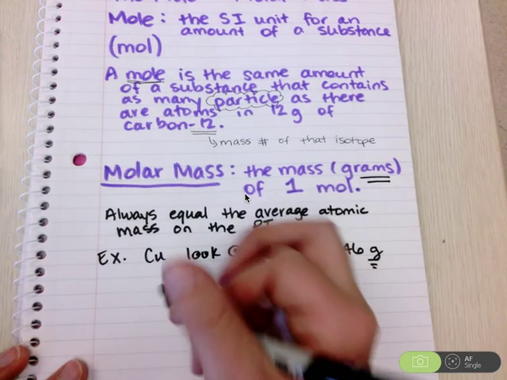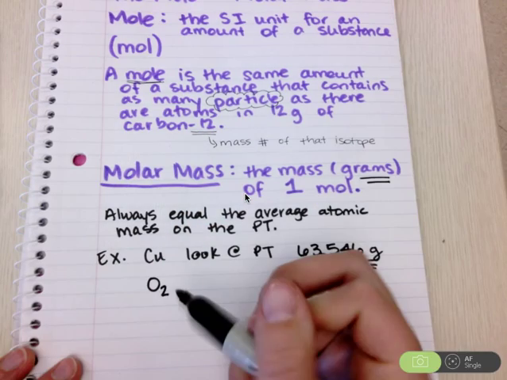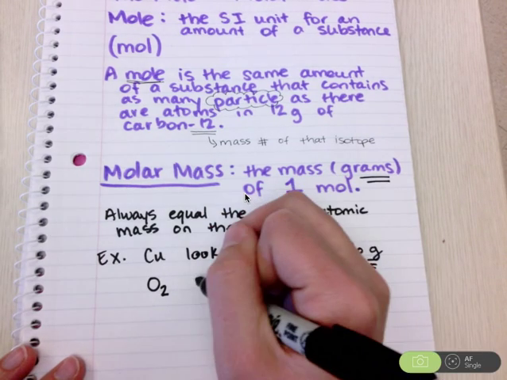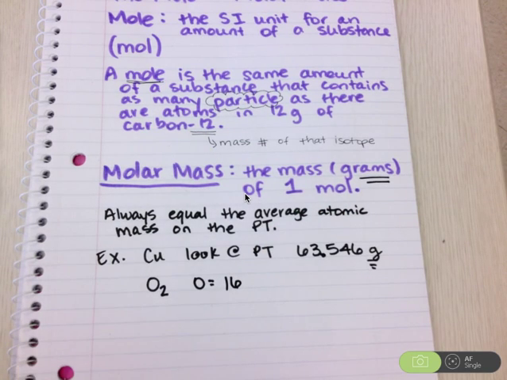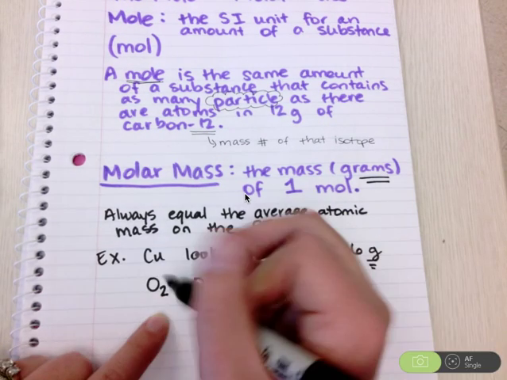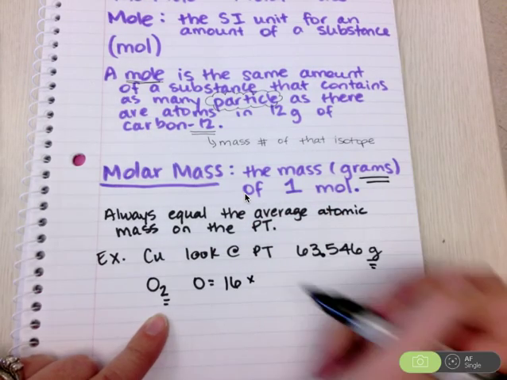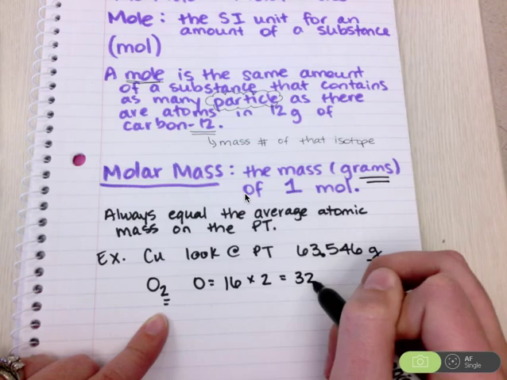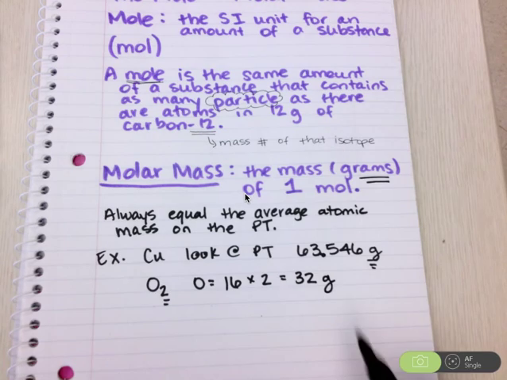Okay? But what if we had something like oxygen? Remember, oxygen is diatomic. When I look at my periodic table, I find that oxygen's mass is 16. We're just going to round it up. I know it says 15.9999. We're just going to round it to 16. But I see that I have 2 of them. I don't add, I'm going to multiply. So 16 times 2 gives me 32 as my molar mass of oxygen gas. And again, that's in grams. Remember to always put a unit with your numbers.